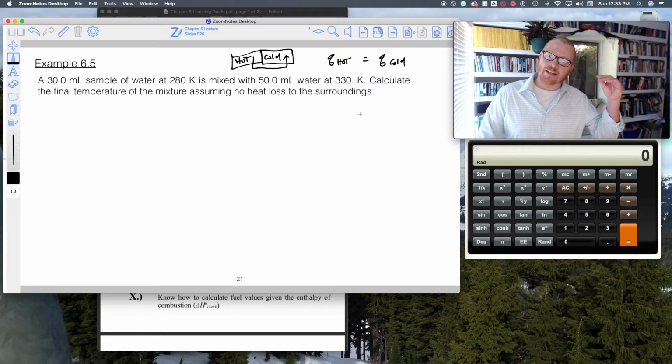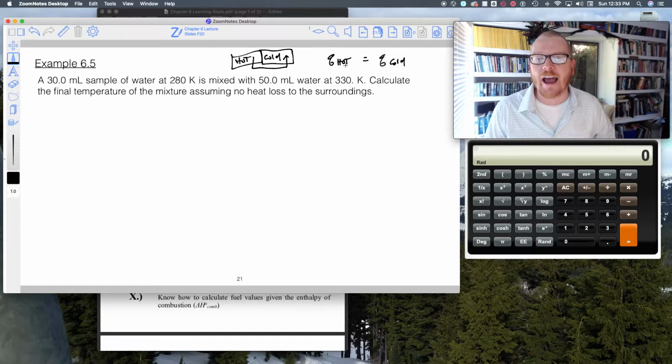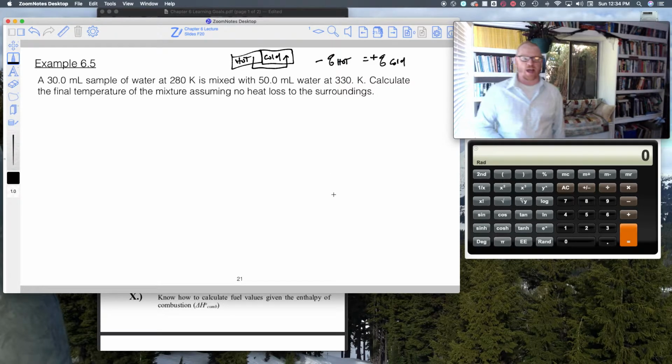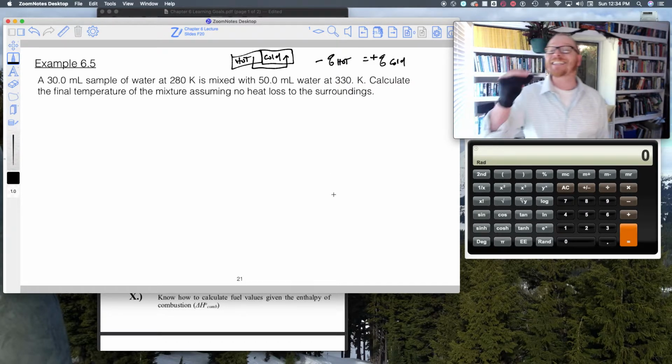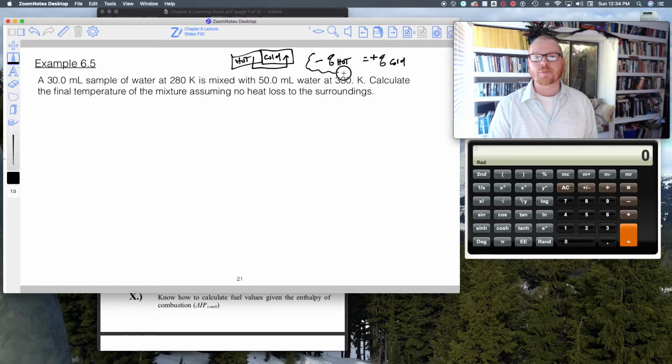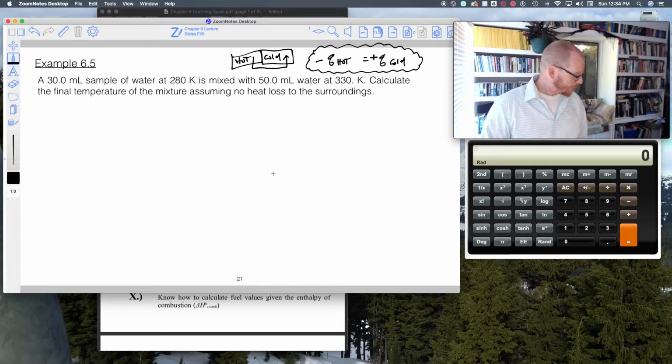So the heat from the hot object has to be the heat delivered to the cold object, and specifically we have to say negative Q hot equals positive Q cold. This is going to be really important for this calculation to get it right. If heat is leaving the hot object, then as viewed by the hot object, that's negative. And if heat is entering the cold object, then as viewed by the cold object, that's positive. This is good to commit to memory: when you have objects in contact, negative Q hot equals positive Q cold, okay?